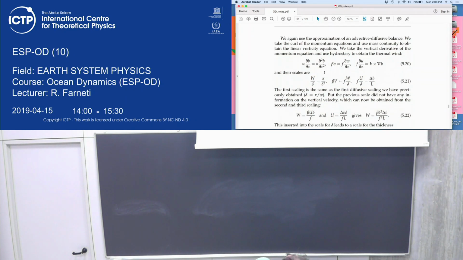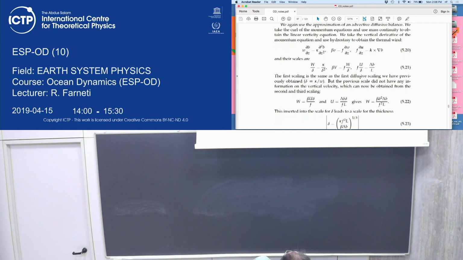By removing the wind stress, you get to this set of equations. After taking the vertical derivative of the momentum equation, you use hydrostasy, and you get the thermal wind equations. So you have the thermal wind equations here, and you have the linear vorticity balance. You get a scaling of this. The first one looks exactly like the first one that we derived, kappa over W. But now we have the vertical velocity here, because we started with the momentum equations.